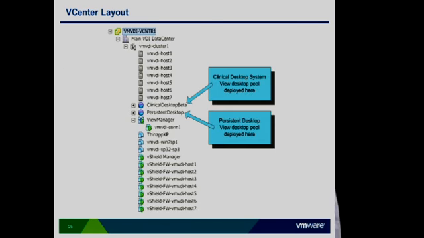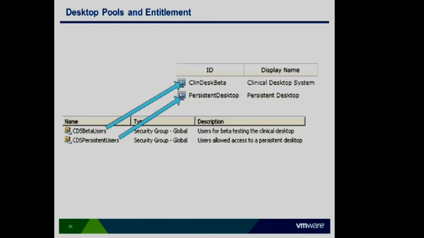So here's my vCenter layout. I don't know if you can read that, but I've got my clinical desktop systems inside this particular pool. I've got my persistent desktop systems inside that pool. Here's all of my vShield firewalls that get deployed when you deploy vShield Manager. My connection broker. Can't think of anything else to talk about on that slide.